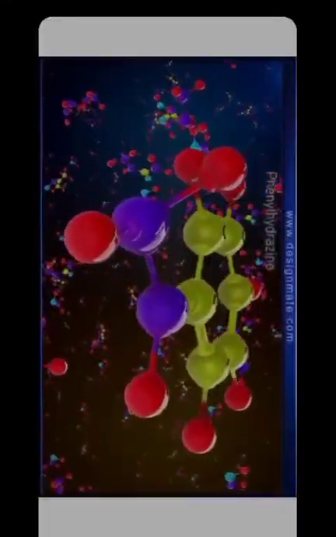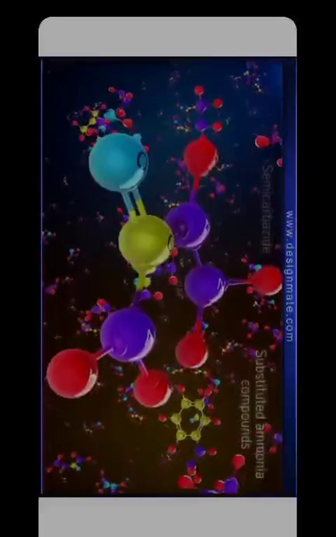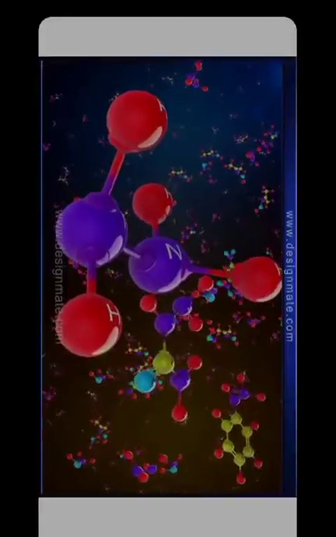Hydrazine, phenylhydrazine, and semicarbazide are some more substituted ammonia compounds which give similar condensation reactions with aldehydes and ketones.